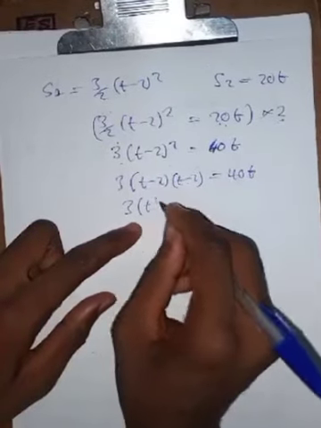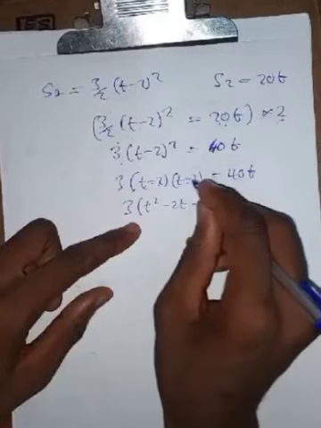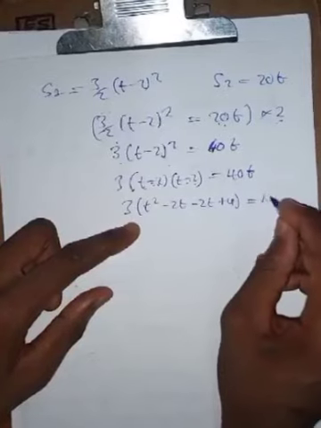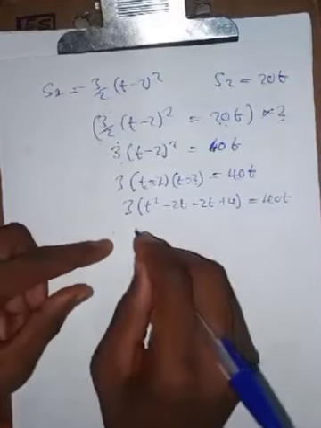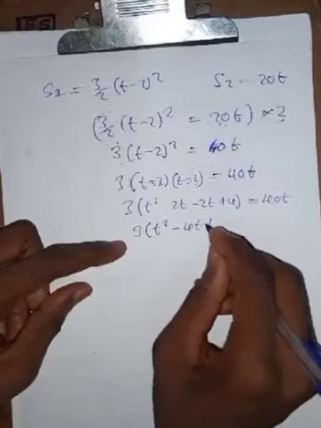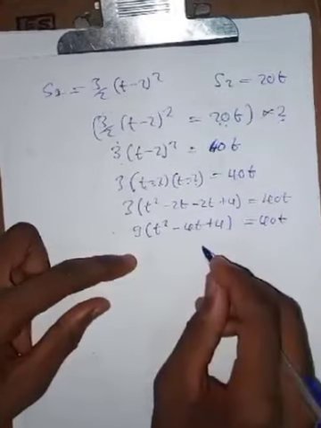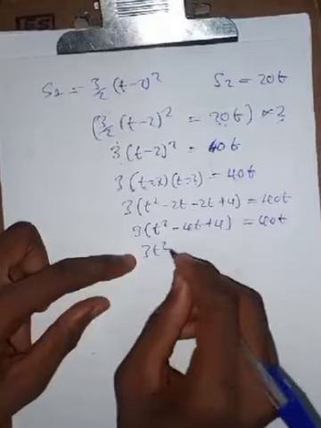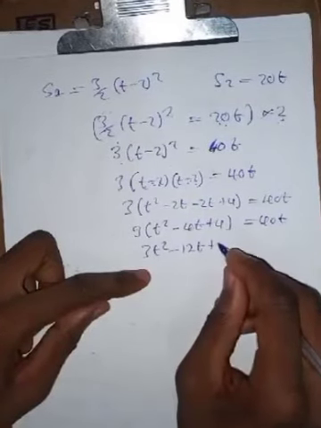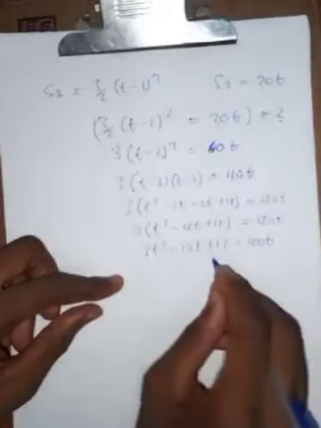So keep the 3 well. t times t is t squared. t times minus 2 is minus 2t. t times minus 2 is minus 2t. 2 times 2 is positive 4. Okay, we have that one. Then we simplify inside: t squared minus 4t plus 4 is equal to 40t. Then we distribute the 3 at the end. We have 3t squared minus 12t plus 12 is equal to 40t.